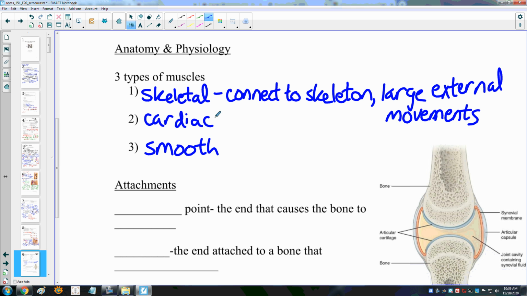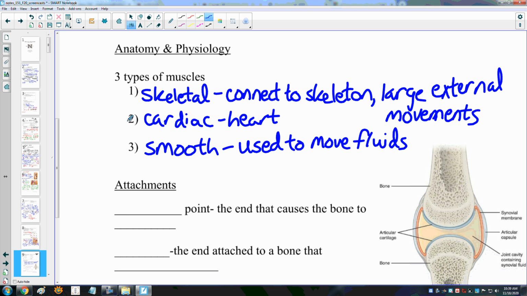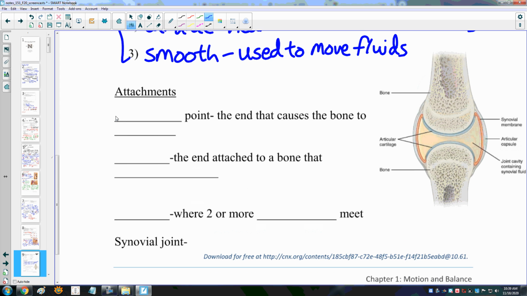The cardiac, that's your heart. We have a whole section on the heart when we get into fluids. And then the smooth muscles are used to move fluids, your digestive tract, etc. All right, we'll have those in other sections, but now we're going to deal with our skeletal muscles and the bones and what have you.